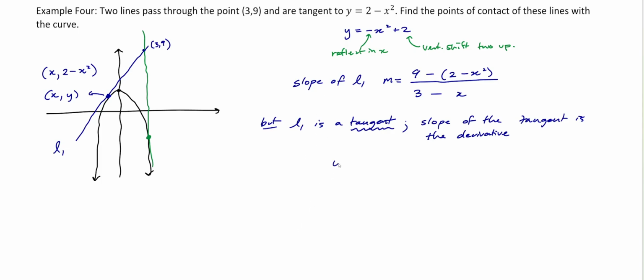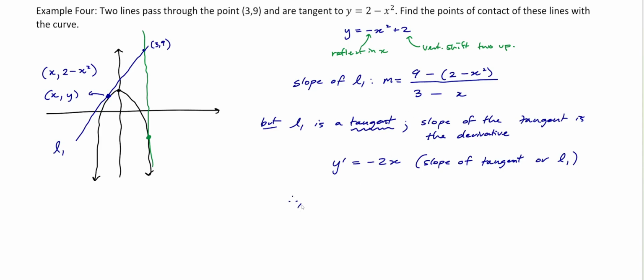So the derivative of this function right here is going to be equal to negative 2x. That's the derivative of that right there. And this is also the slope of the tangent, right? That is the slope of the tangent, and line 1 is a tangent. So I have the slope of line 1 in this equation. I also have the slope of line 1 given by this equation. So I can just make them equal to each other because they're both slopes.